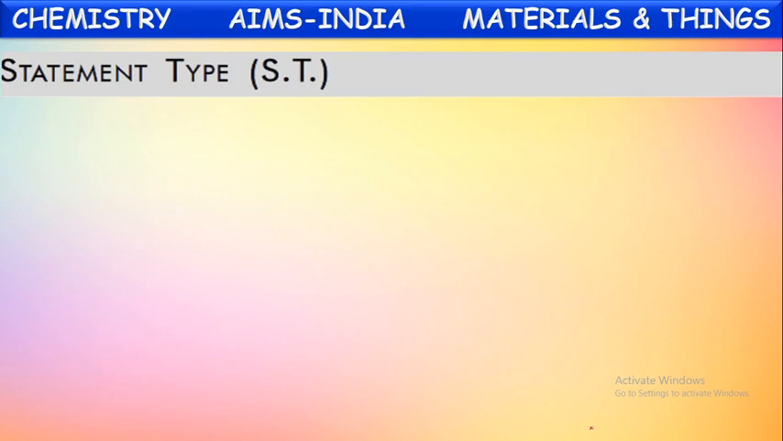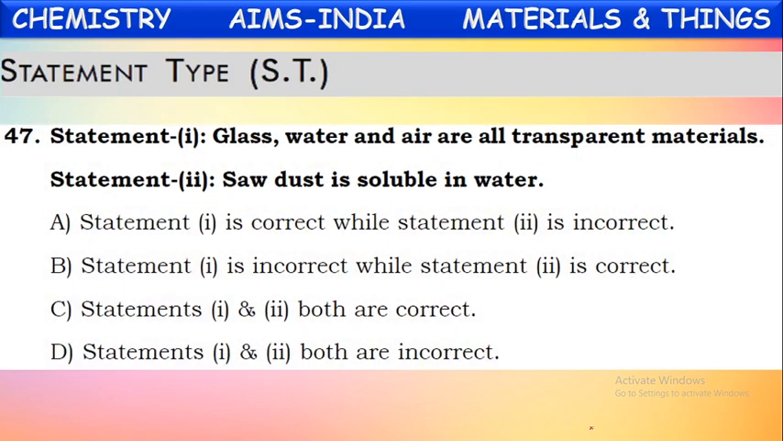Next, one more question. Let us see statement type questions. They'll give two statements. You have to understand which statement is correct and which is incorrect. See, first statement: glass, water, and air are transparent materials. Are these all transparent? Can we see through glass? Yes, we can. Can we see through water? Yes, we can see. If you take clear, pure water, it is transparent. Is air transparent? Yes, air is also transparent. That is why we are able to see the objects around us. Yes, these three are transparent materials.